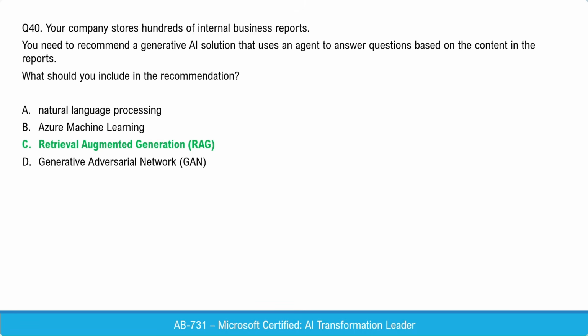But now let's look at other options. Option A, natural language processing is a broad concept, it does not describe a complete solution. Option B, Azure machine learning is used for, as we have seen in previous questions, predictive modeling, not for document-based question answering. And option D, GANs are used for generating images, not for text-based retrieval and responses. So when the requirement is to answer questions based on internal documents, the correct approach is, you have got it now, RAG. That's why the correct answer is option C.